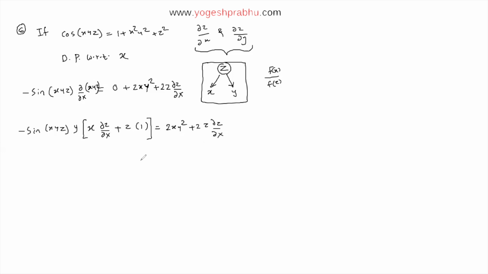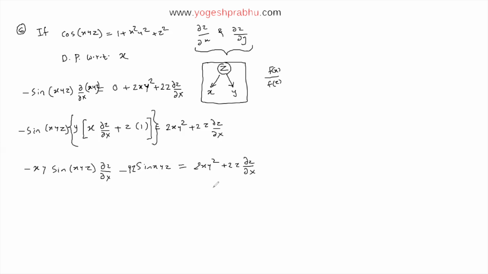We've got the answer. How will you do this now? You just have to club the terms now. This is going to be Y multiplied with the whole thing, right? Y times X times del Z by del X times this. So let me write minus XY sine XYZ del Z by del X minus sine XYZ and this Z. Are you following this? I multiplied this whole thing inside. This will be YZ. And on the right hand side, this is going to be 2xy square plus 2z del Z by del X.